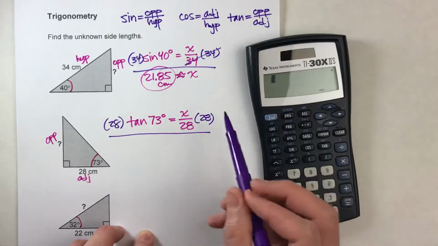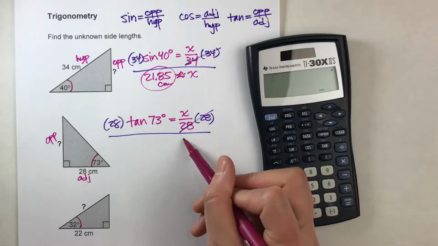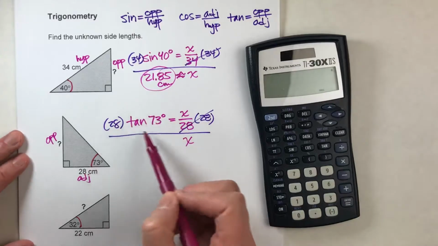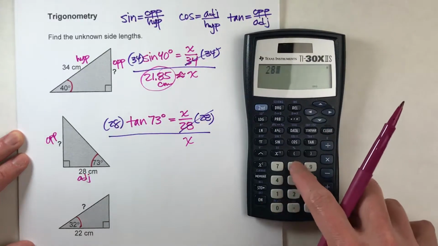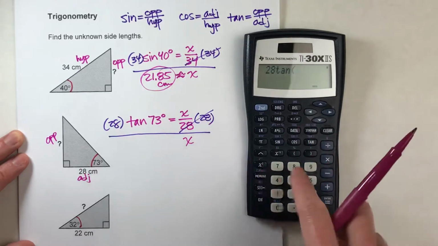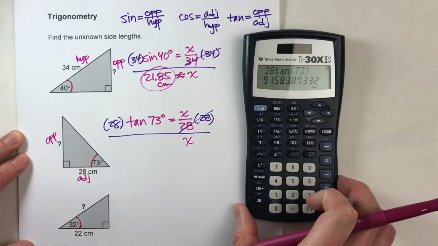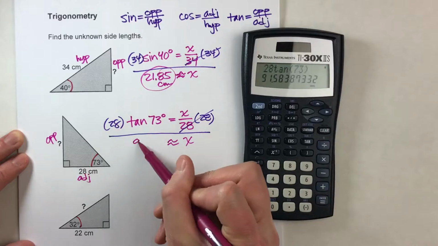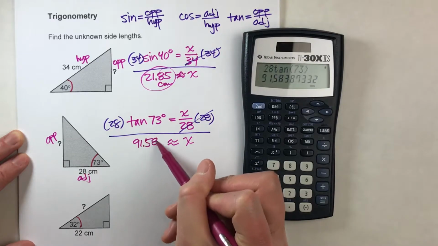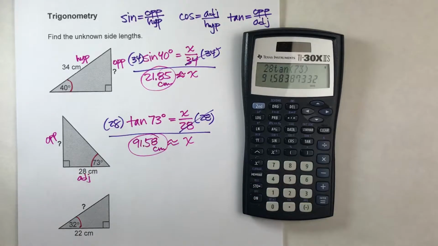All right, when I do that, the 28's undo each other over there, and then the x will drop down. On the other side, I just put this into a calculator and see what I get. So 28 times the tangent of 73 degrees. I get about 91.58. So I'll use about 91.58, and we need units, centimeters. All right. Not so bad, is it?